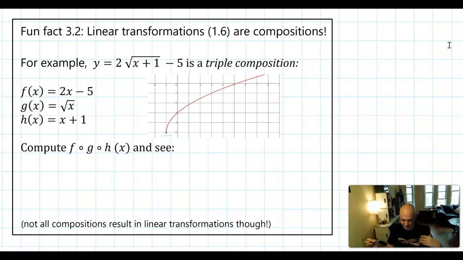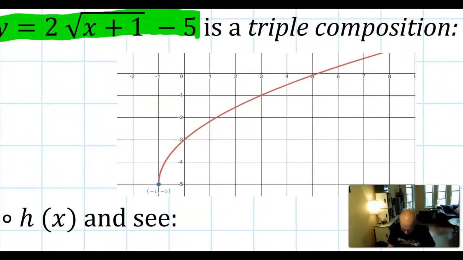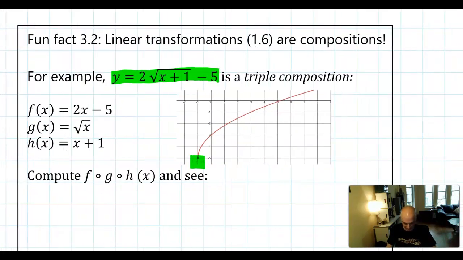So here's a fun math fact for you. Linear transformations, like the kind we just finished graphing in section 1.6, can actually be thought about as compositions themselves. So for example, if we were graphing y equals 2 square root of x plus 1 minus 5, which is a shift to the left, a vertical stretch, and then a move 5 units down, the graph of it looks like this. It has a starting point at negative 1, negative 5, and goes up towards infinity on the right.